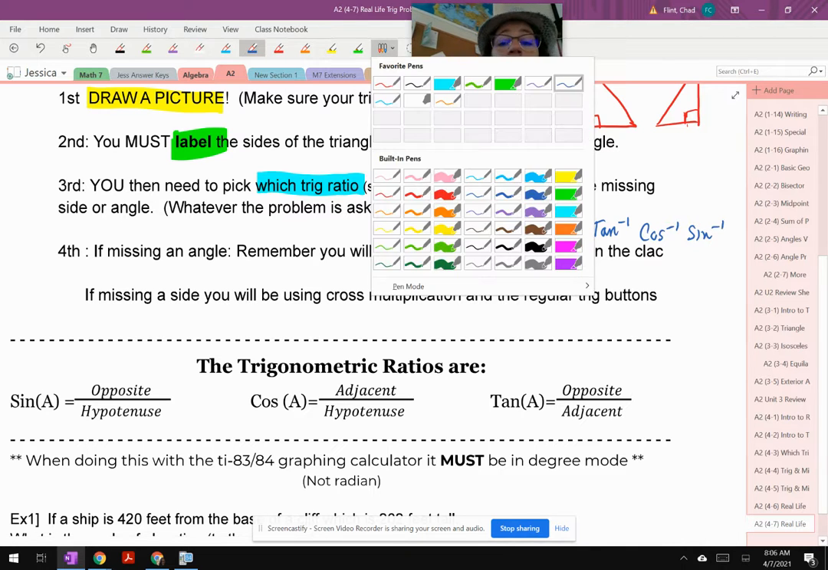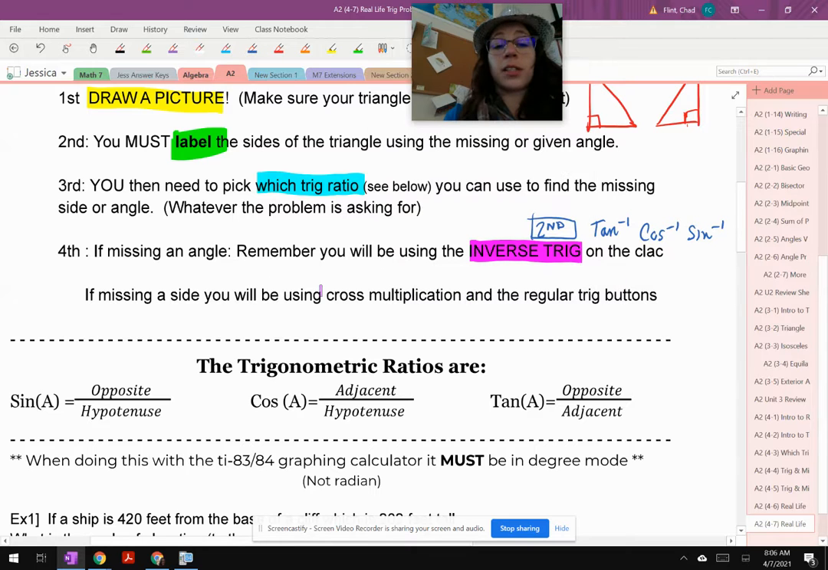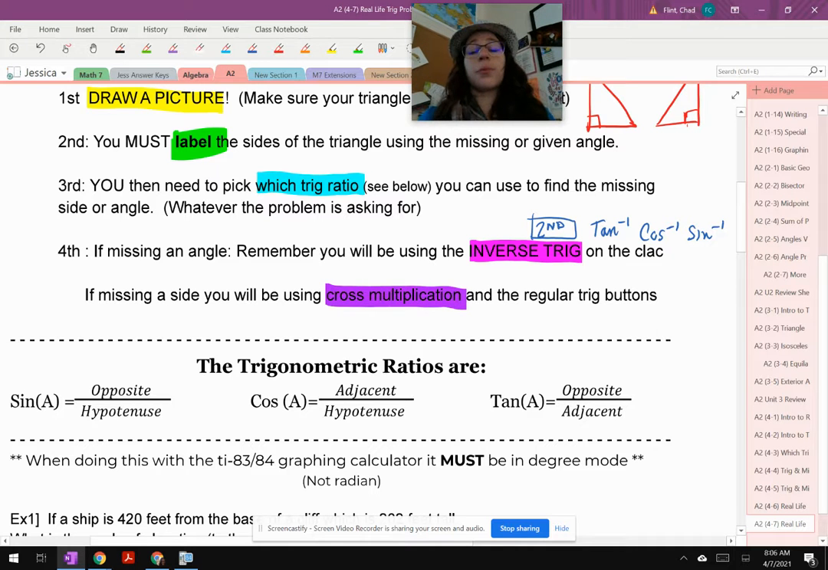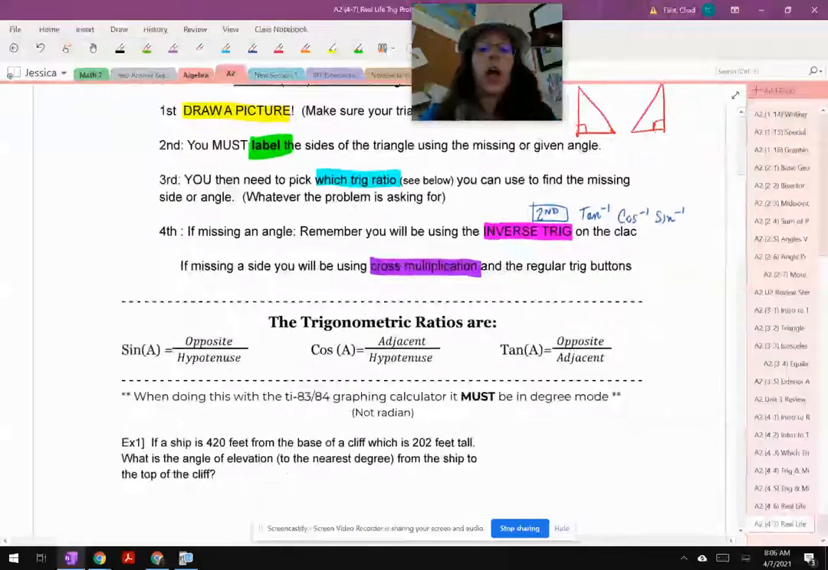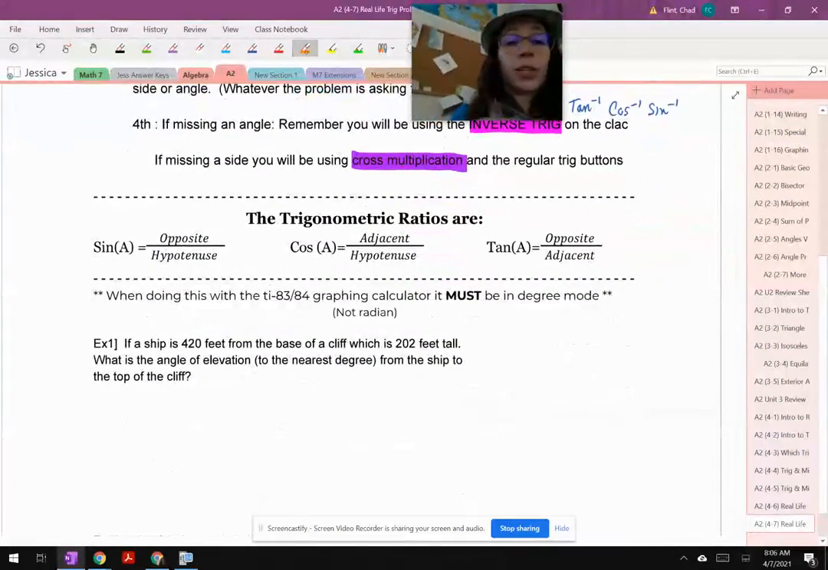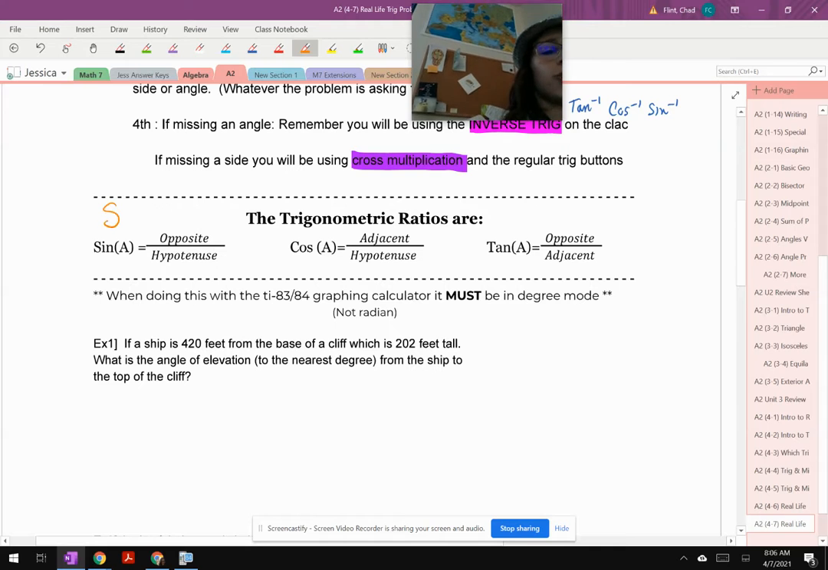And then on the flip side of that, if you are missing a side, you're going to be using that cross multiplication. Ooh, that's really dark. That's okay. You're going to be using that cross multiplication and the regular trig buttons. Your trig ratios, as we've been talking about, which you probably should have memorized by now, your sine, cosine, and tangent. That SOHCAHTOA acronym there.